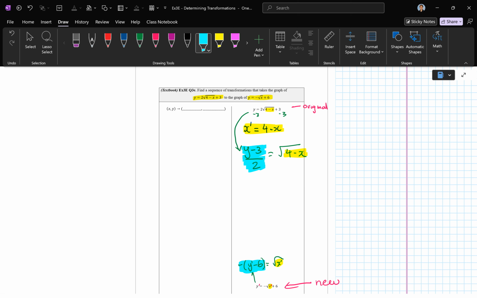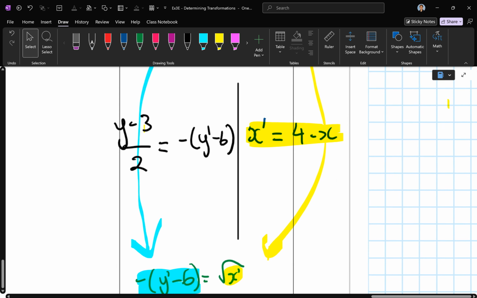Nothing to do with the function. We're only interested in the x and the y coordinates. So here, if I match them, that's how I got x dash minus 4 equals 4 minus x, whilst this one should be, and this is the big one, I'm going to write in, y minus 3 divided by 2 should equal negative of y dash minus 6. See what I'm doing there?